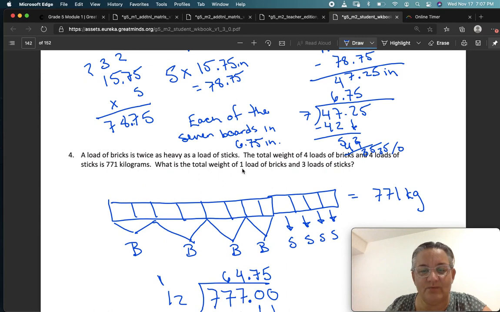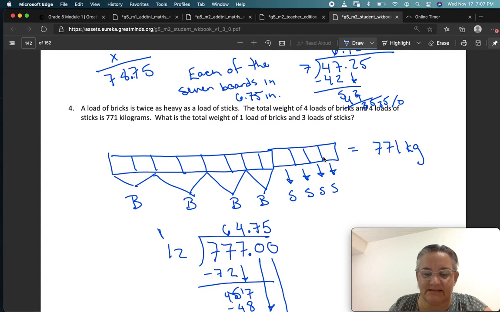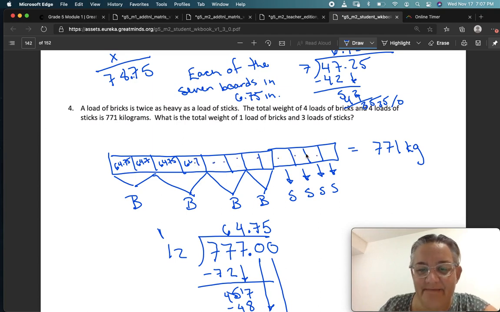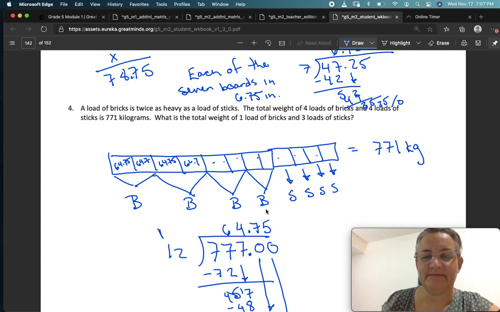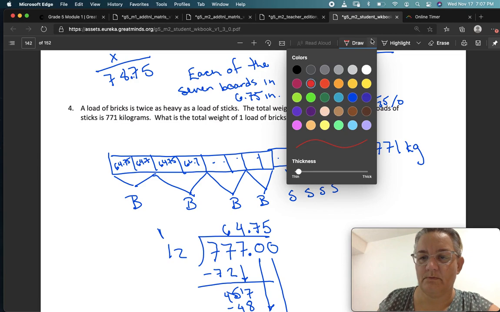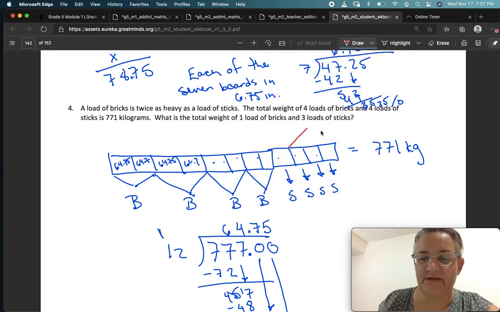Okay? So what is the total weight of 1 load of bricks and 3 loads of sticks? So each of these is 64.75. Okay? Each of them. Okay, you get the idea, okay? And that means that we're going to take this number and we're going to multiply it by 3. I'm going to change colors to find out what 3 loads of sticks will weigh, okay?